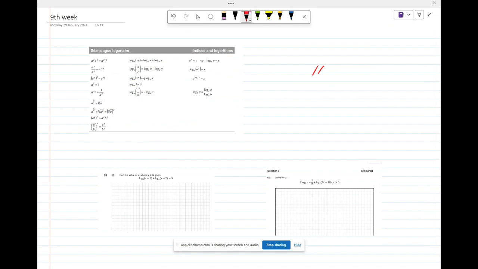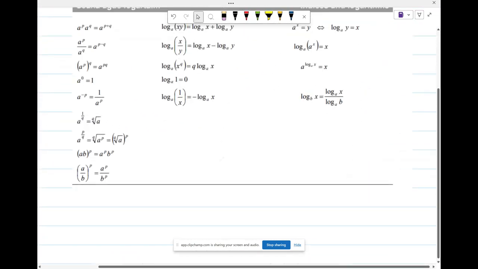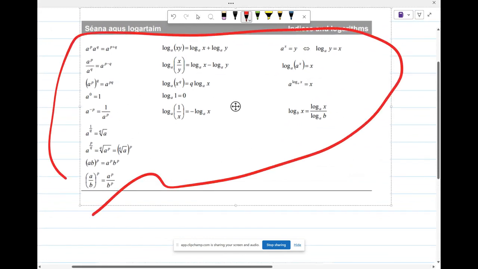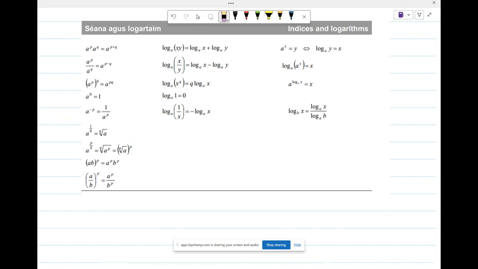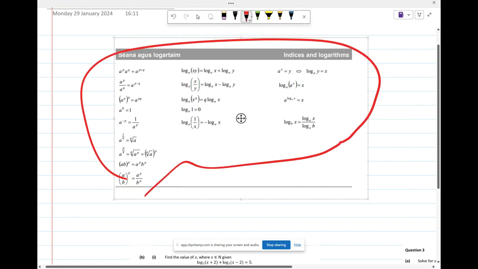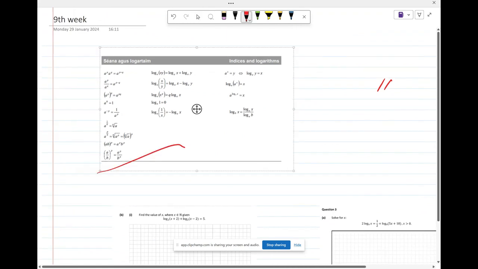Another thing about logs and indices is that they have some rules. Some of them are kind of intuitive, some of them maybe not so, but they're all in your log tables anyway, all the ones that you'll need. And that's actually why they're called log tables. I think it's page 24 or something, I'm not too sure. That doesn't matter. And these are actually very useful.